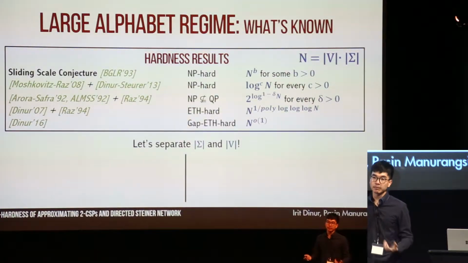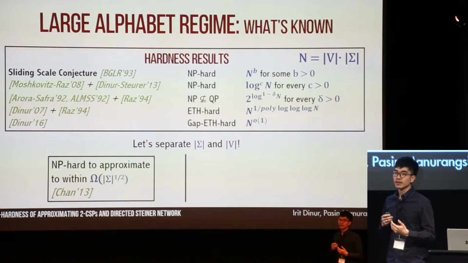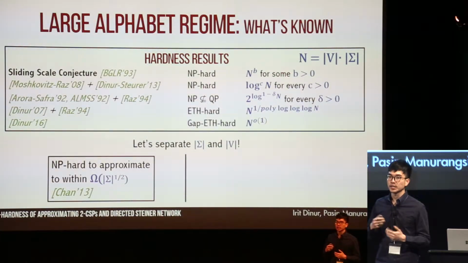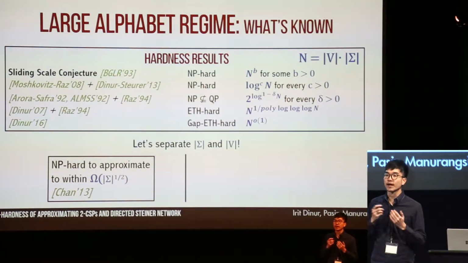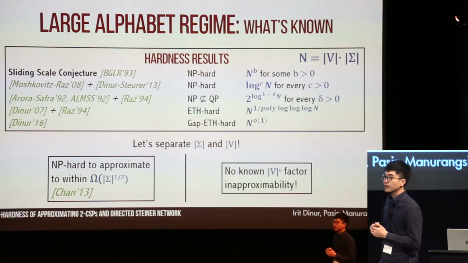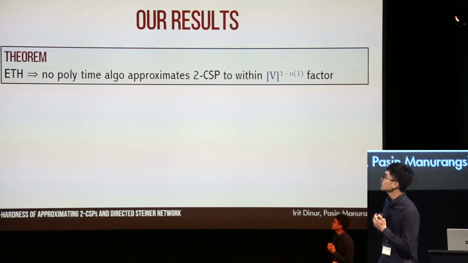How about we separate sigma and V and try to study them separately? It turns out that in the case of sigma, it has been known for a long time that 2CSP is hard to approximate to a polynomial factor of sigma. However, for V, there's no known hardness result of the form that is polynomial in V at all. And this leads us to our result.